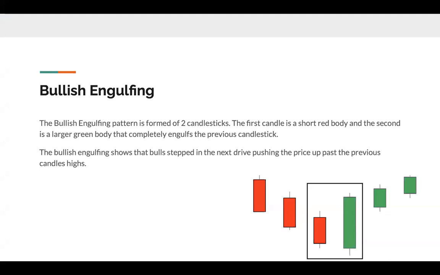On this particular candlestick pattern, as long as it's the bigger time frames, like the 1 hour, 4-hour, daily, even the weekly is pretty strong as well.